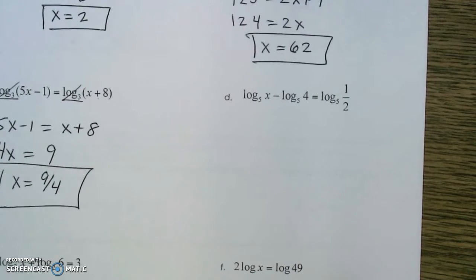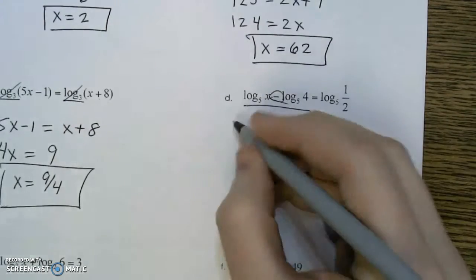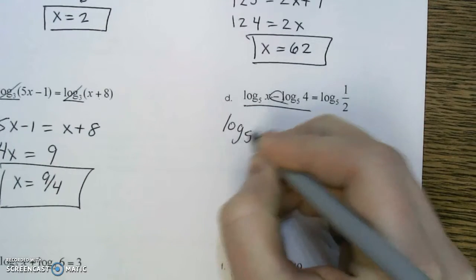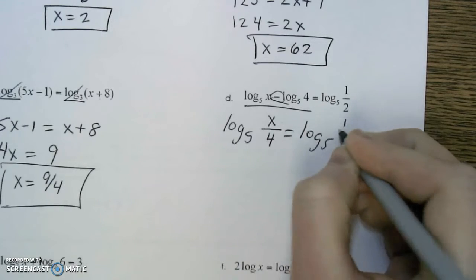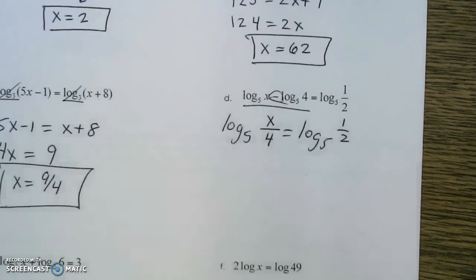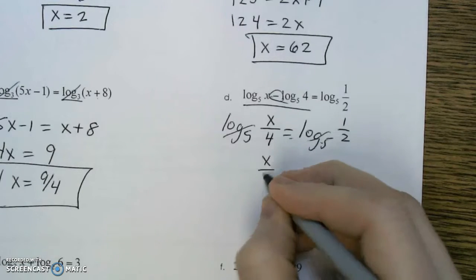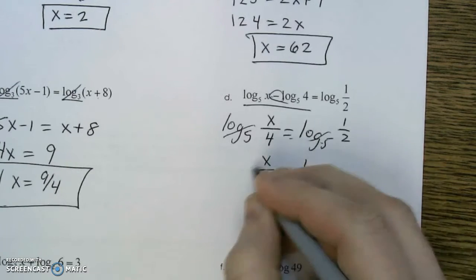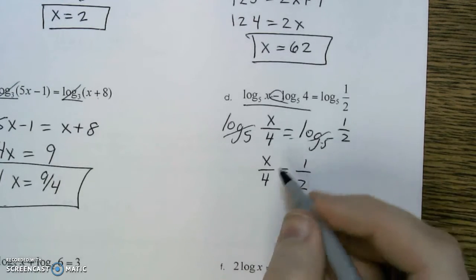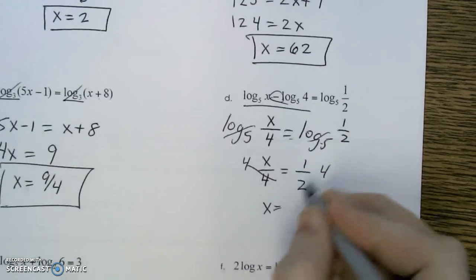Here I can condense this side. So subtraction, I'm going to use the quotient property of x divided by 4. And then here I've got log equals log. They match, so they cancel. So we can set x divided by 4 equal to 1/2. You can cross multiply, or you can think of this as multiplying both sides by 4. Half of 4 is 2.